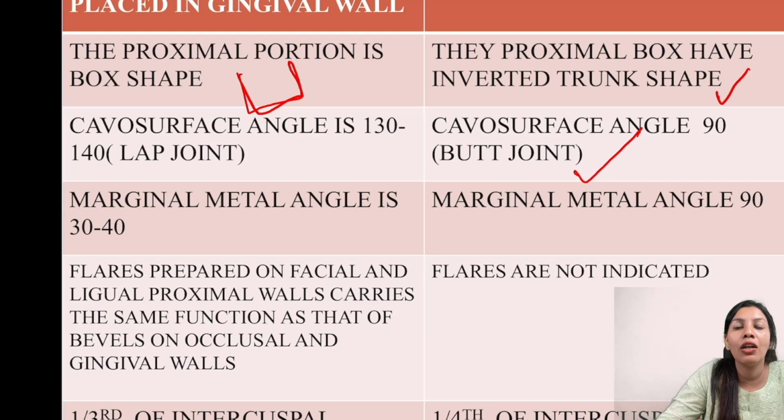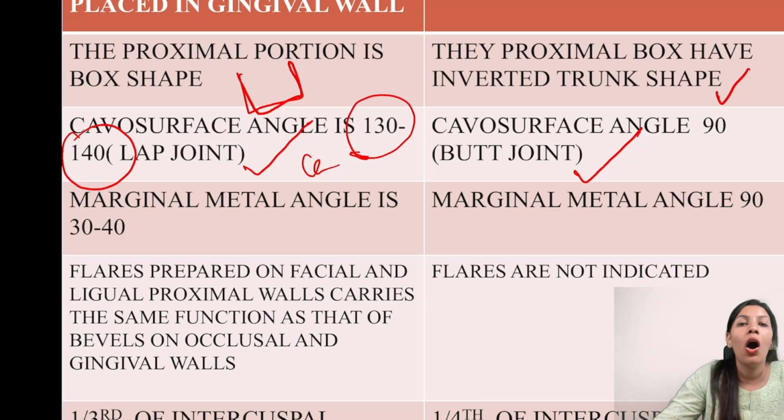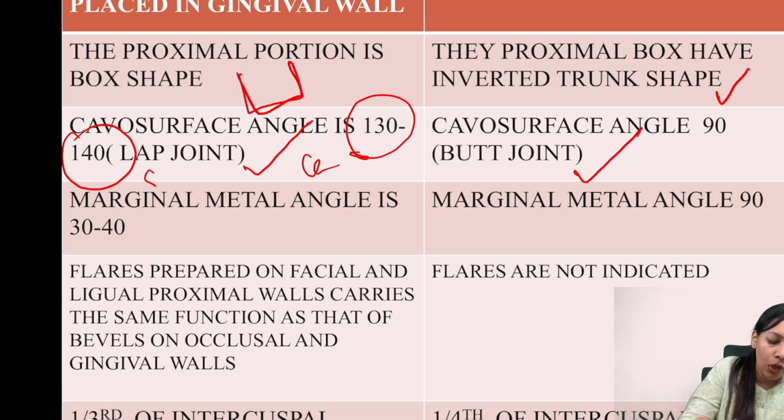The cavosurface angle of amalgam is 90 degrees, also called a butt joint, we know. The cavosurface angle of a cast metal is 130 to 140 degrees, also called a lap joint or slip joint.